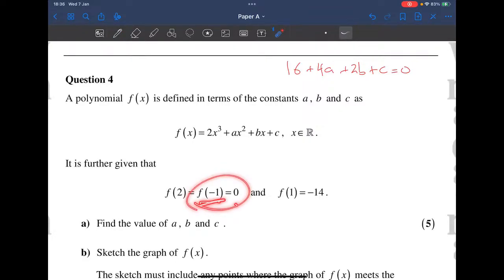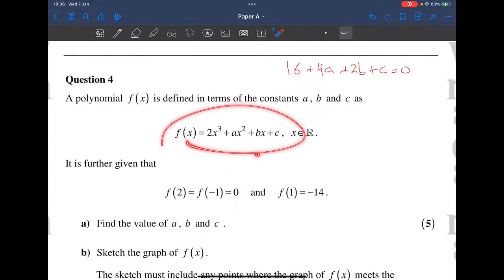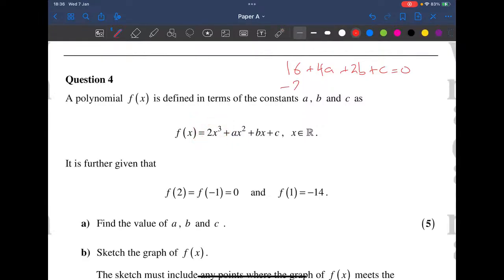We need the minus 1 in there. Minus 1's quite nice with polynomials. You can basically just alternate plus and minus between the coefficients. Here, the leading power is 3, so minus 1 to the power 3 is minus 1. So we're going to start with negative 2, add a, take b, add c, and that will all equal 0. Again, both those zeros come from this 0 here.